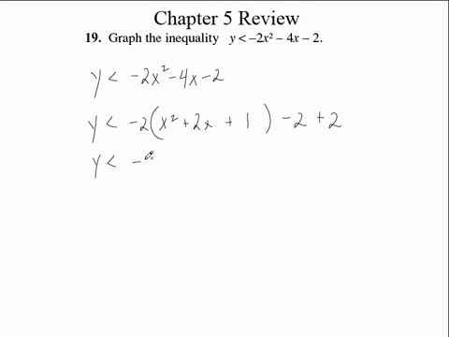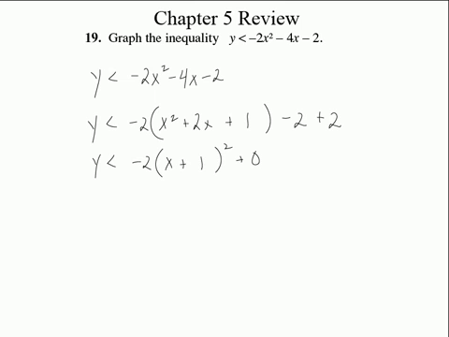So y is less than negative 2, parentheses, this is a perfect square now, so it's x plus 1. That's a 0. In fact, I'm going to put a 0 there. That might help us out a little bit. Now we have it in vertex form. Now we can go ahead and graph the thing. It's a lot easier to graph it in this form than it is this form right here.